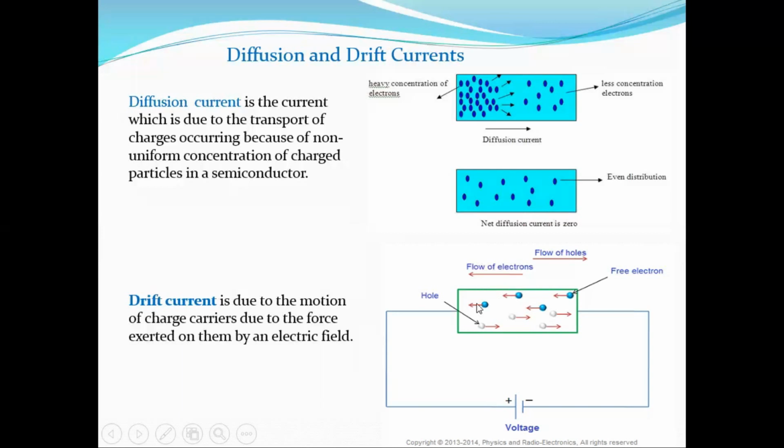This is the direction of flow of electrons. These are the electrons moving towards the positive terminal, and the holes will be moving in the opposite direction to that of the electrons. So there is a flow of electrons and holes because of the applied voltage here. Because of this external field, a force is exerted on these charged particles and they move in opposite directions, constituting the hole current and the electron current. These currents are called the drift currents.